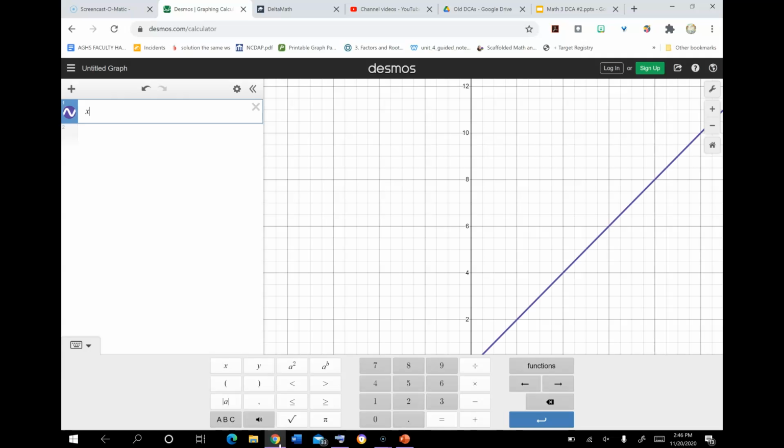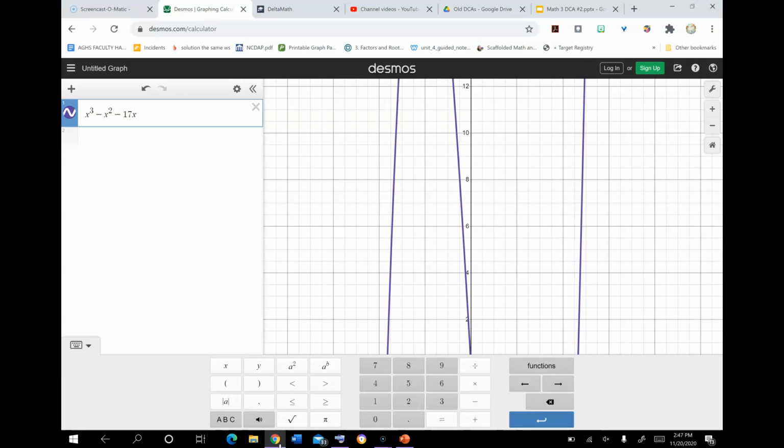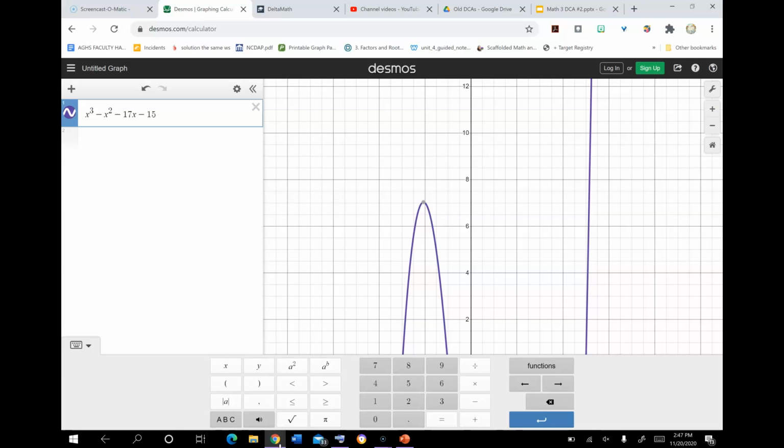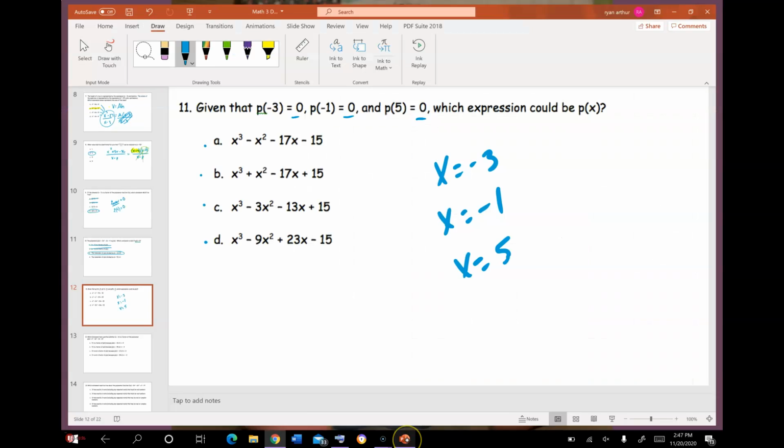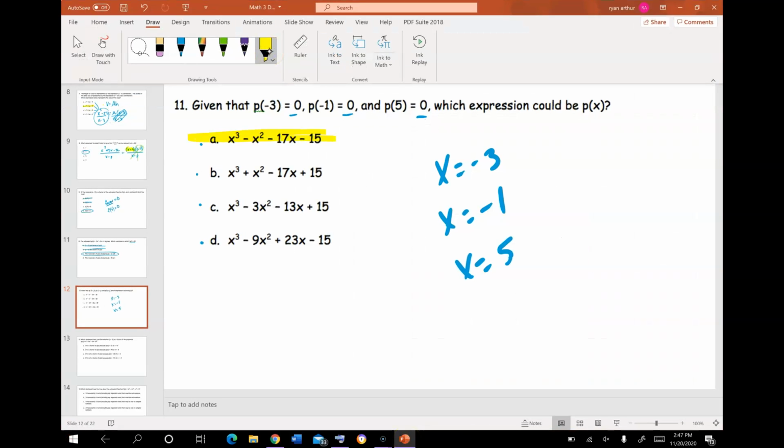So the first one is x cubed minus x squared minus 17x minus 15. All right, it's got to cross at negative 3, negative 1, and 5. Negative 3, negative 1, and 5. That one was way too easy. It's A. So A is my answer.